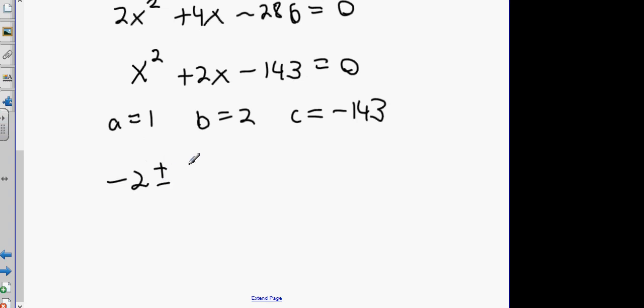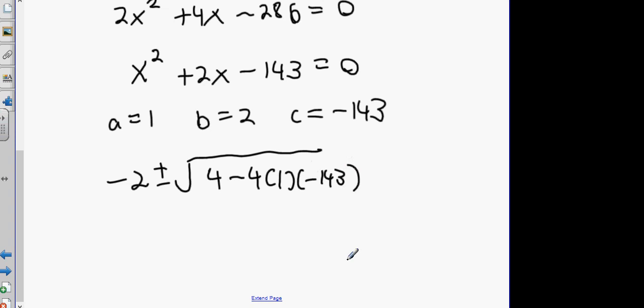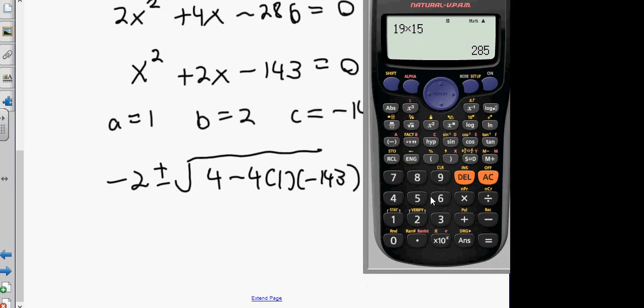Minus 2 plus or minus the square root of b squared, which is 4, minus 4 times a times minus 143. Put that into the calculator. If somebody gets it done quicker than I do, I get to end the class quicker.